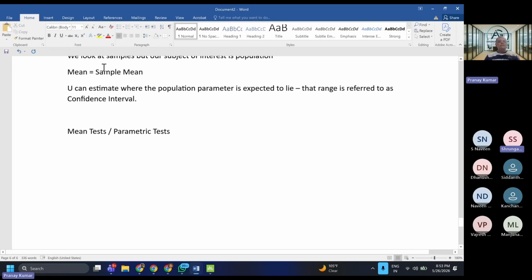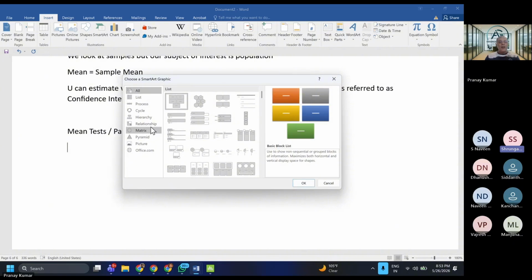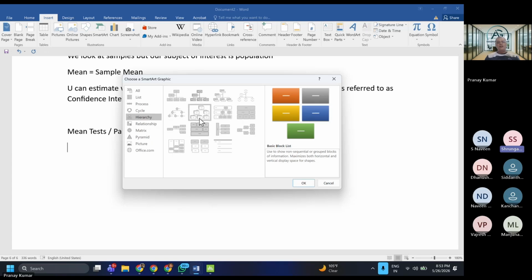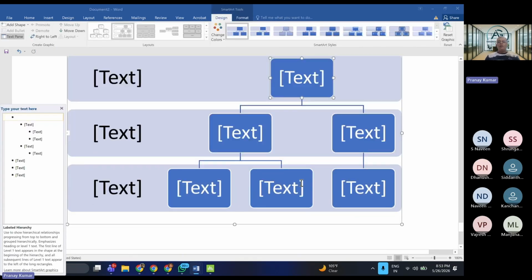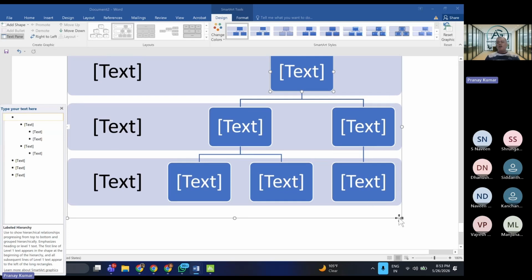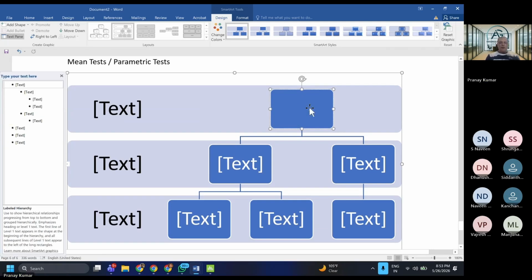Sir, I have one doubt: how can we conclude that this much of a sample, whatever we're taking, is sufficient? There are statistical tests that will tell you how much data you need for how much confidence level. That we'll study further.